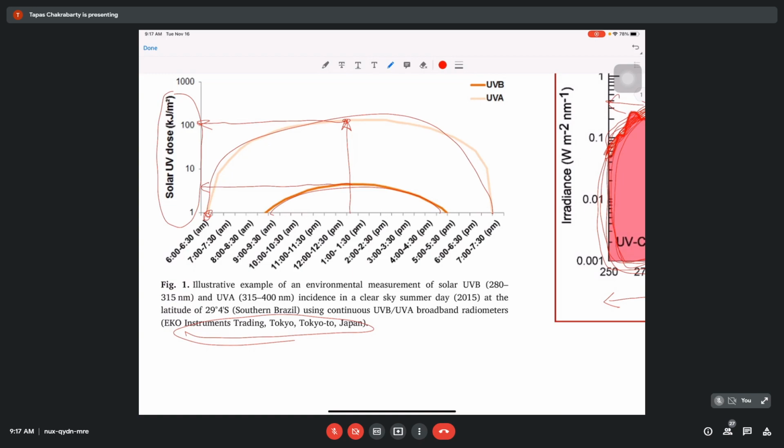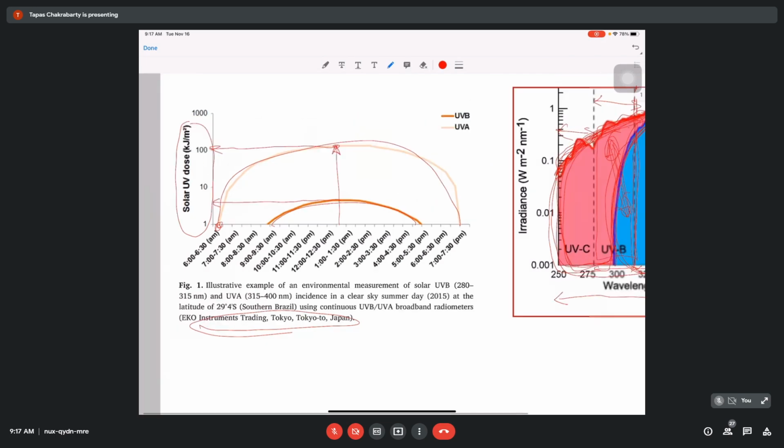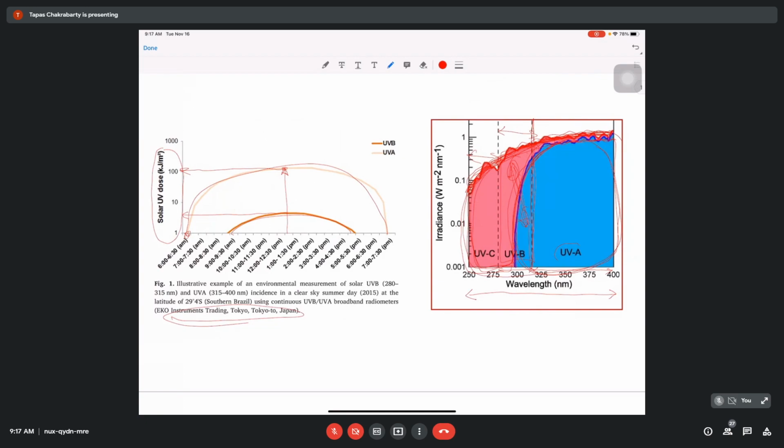But if you go to the polar region, usually these intensity distributions are different, particularly these days when we talk about the ozone hole, whose size of course depends on the particular season. So in the polar region these intensity distributions are different, but this is a typical intensity distribution in the tropical region. That's why I took this Brazil data, as it is available.